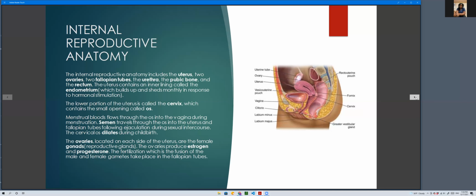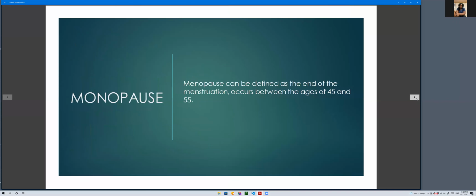The ovaries, located on each side of the uterus, are the female gonads. The ovaries produce estrogen and progesterone. Fertilization, which is the fusion of the male and female gametes, takes place in the fallopian tubes. Menopause can be defined as the end of menstruation, and occurs between the ages of 45 and 55.